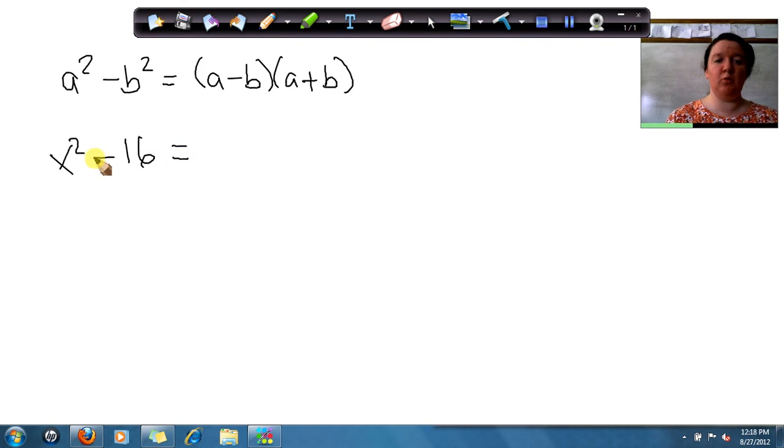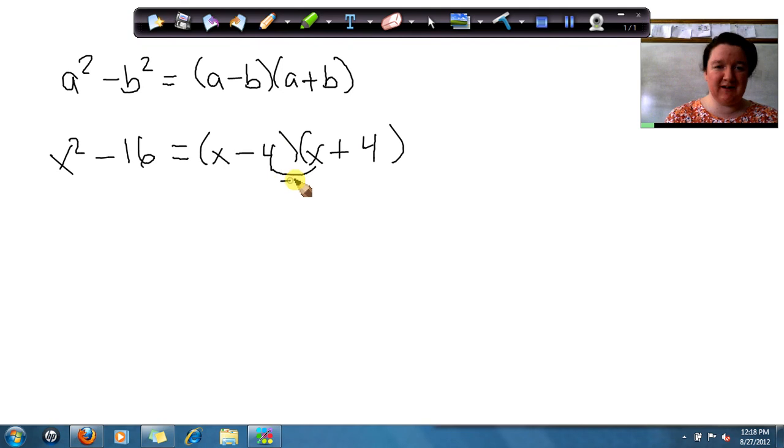You want to think about what numbers multiply together to give a negative 16. Well, I'm going to have an x in front of there, and a negative 4 and a positive 4. If I was to look at my outside and inside terms, I get a negative 4x part here, and I get a positive 4x part here, which would give me 0x. And if you look at this, there's no x part, so I know that I factored that correctly.